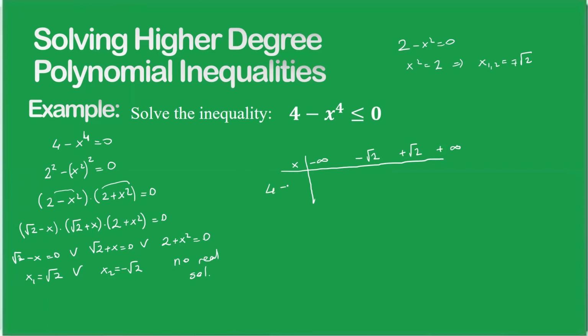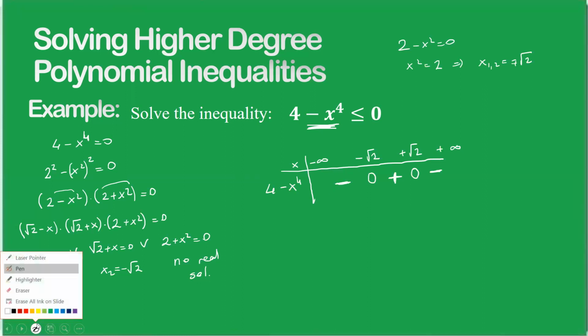Now this one, less than or equal to again, anyway. 4 minus x to the 4, yes. Here this one makes the expression 0 and this one makes the expression 0. Now this time is important: the sign of the leading term. What is the leading term? Minus x to the 4. So the sign of the leading term is negative. So this one is negative. What about here? Positive. And here negative again.